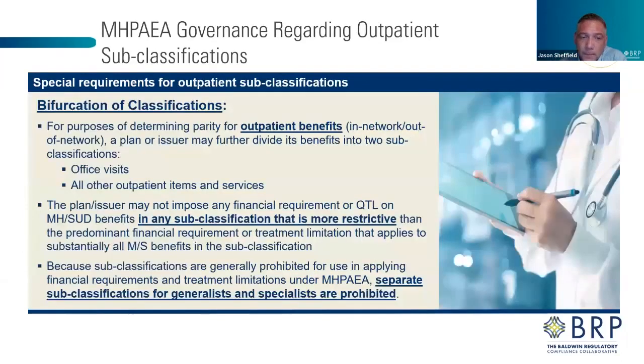All right, next slide, please. All right, bifurcation of classifications. I promise you we're going to get through the special rules here in just a moment. There's only this and a couple, I think two other. For purposes of determining parity for outpatient benefits, when we're looking at in-network versus out-of-network, a plan or issuer may further divide its benefits into two additional subclassifications. And I mentioned this earlier. You can have office visits and all other outpatient items and services. So you've got this extra little leeway when you're preparing these benefit treatments and service lists to clump together all your office visits for outpatient benefits versus all your other items and services. And that's going to help with establishing parity, believe me, because some of the most significant limitations here are quantitative and they are related to office visits. So putting that into a separate category is going to make this analytic exercise a lot easier.